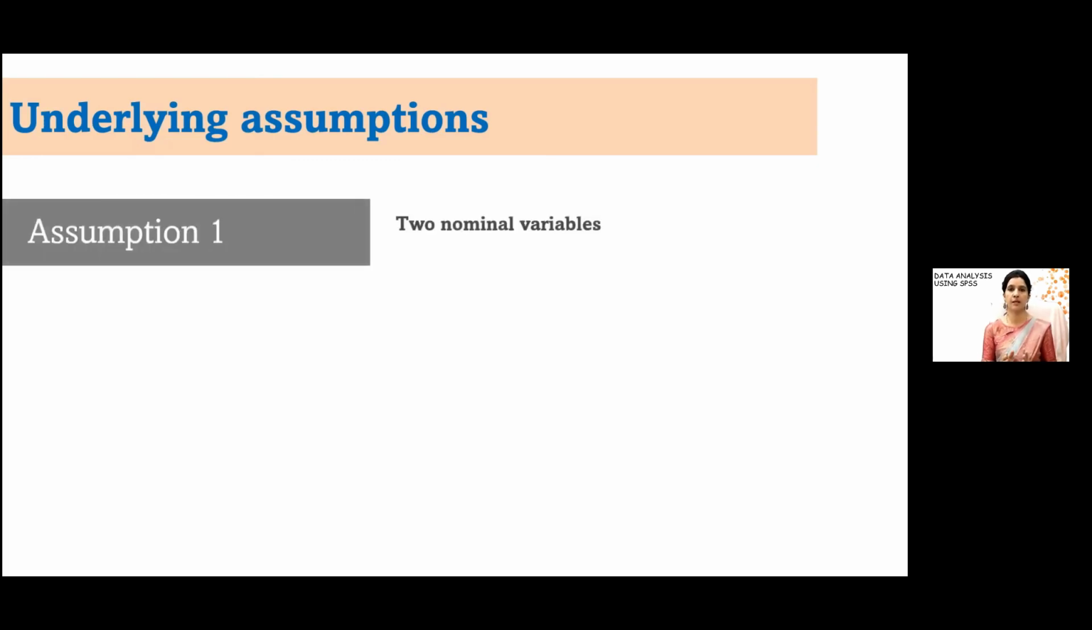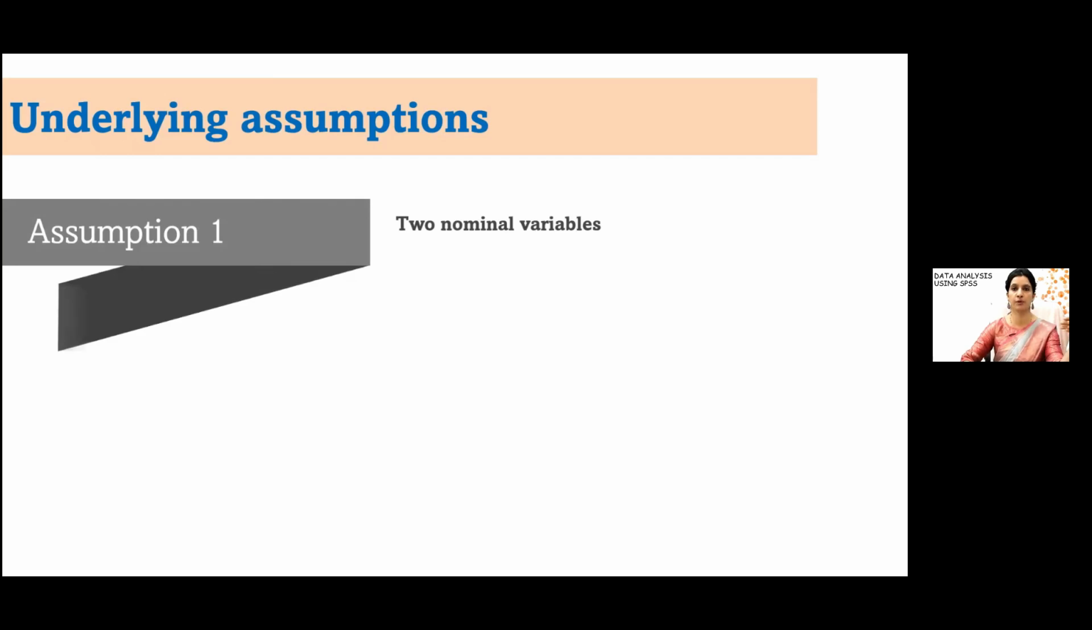So the first assumption is there should be 2 nominal variables. It means both the variables should be categorical in nature. I have written nominal here, but take it as categorical. So both the variables should be categorical.